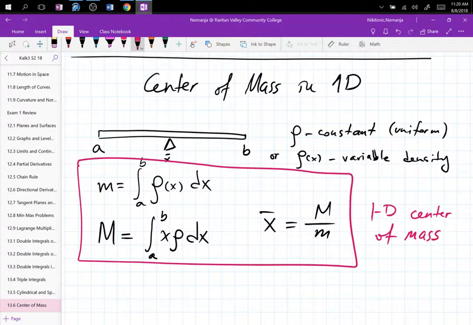Observe that I only calculate the x, the length of it, because that is the only thing that I need, right? I just need to find where is the x on this length that will make the whole thing balance.